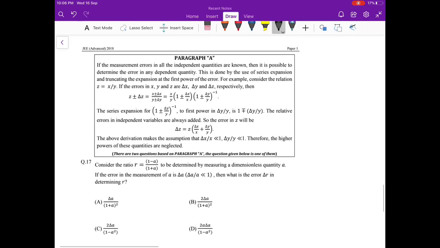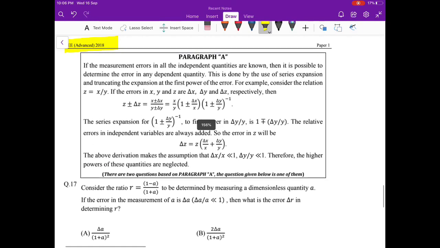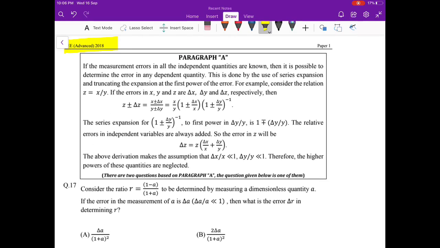You can see this is JEE Advanced 2018. I have taken a snapshot from the official JEE website. Now the paragraph says, if the measurement errors in all the independent quantities are known, then it is possible to determine the error in any dependent quantity. This is done by the use of series expansion and truncating the higher powers. For example, consider the relation z is x by y, a relation you are very much familiar with. The series expansion of the first power gives delta z by z is plus minus delta x by x plus minus delta y by y. You know, relative errors in independent variables are always added, and you write it like this.